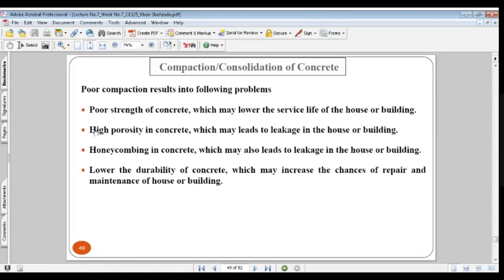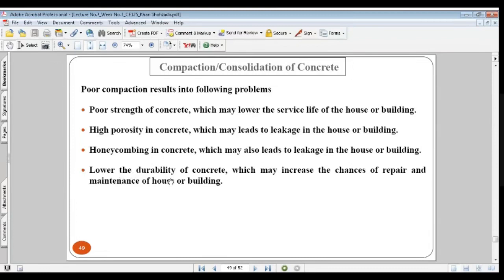High porosity in concrete. If you are not compacting the concrete properly, what will happen? There will be more voids. The concrete will be more porous, which may lead to leakage in the house or building. If you have more pores or more voids in the concrete, what will happen? Leakage will start in the house or building. Honeycombing in concrete, if you are not making proper compaction in the concrete. If you remember, we have studied the honeycombing in the concrete with the help of examples and pictures, and you will see in the next slides the same thing again, which may also lead to leakage in the house or building.